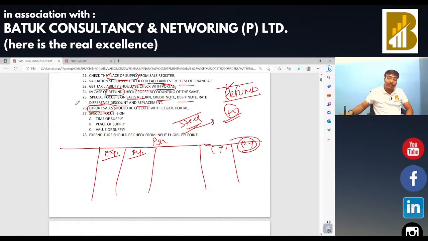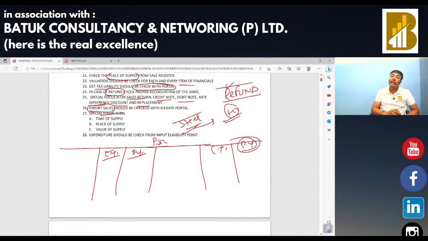Okay, sir. Next, special focus on time of supply, place of supply, value of supply. Sir, when you are doing the analysis of financial statements, when you are checking the terms of that financial statement, you need to check that the time of supply is correct, the place of supply is correct, and value of supply is correct, in regard to the particular income side items.